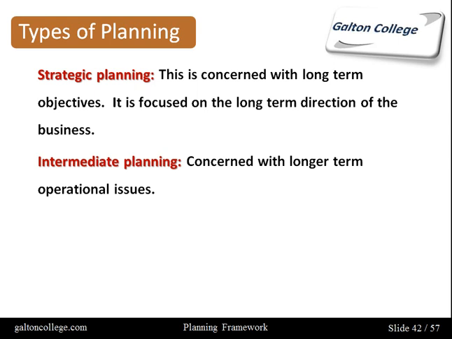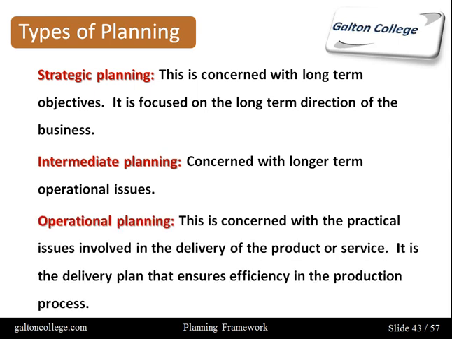The intermediate plan takes the existing business but looks at the long-term implications of having that business but just doing things different within it. So whereas strategic could be 5 years off or 10 years off, intermediate planning could be 1 or 2 years off. And of course operational planning is concerned with the very practical issues of delivering the product now.